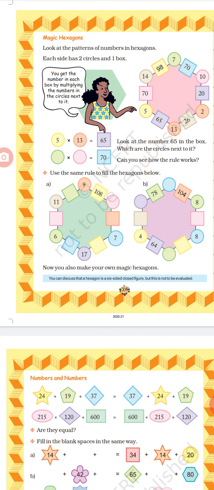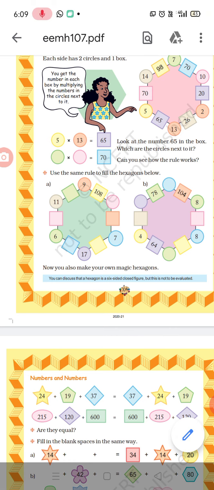And after 12, there is an orange square which is empty. So now, above the orange box in the pink circle, we have written 12. And then the second circle is 7. So we are going to multiply 12 by 7. So the answer will be 84. Right, students? So you will write 84 in the orange box.